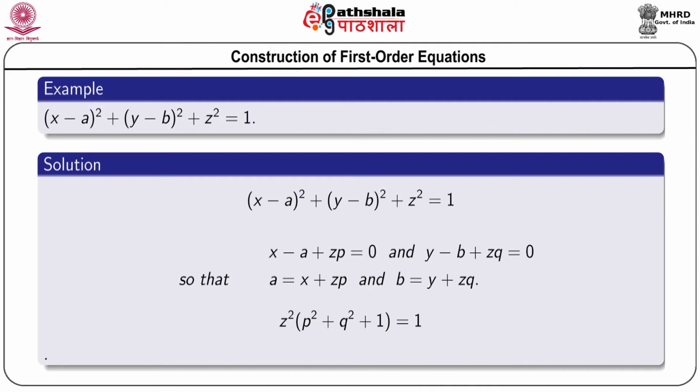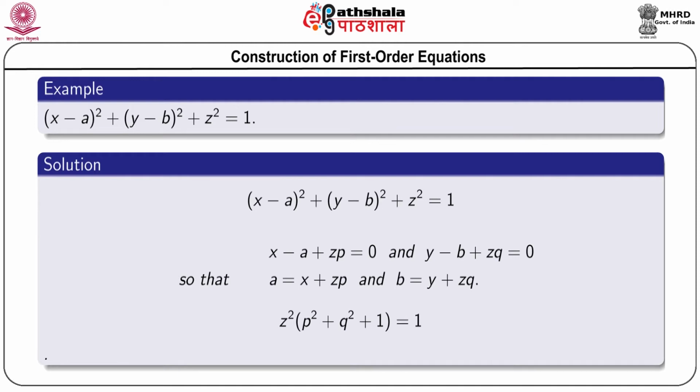Let us take one example to explain it clearly. (x minus a) whole square plus (y minus b) whole square plus z square equals 1. It represents a system of spheres with center at (a, b, 0). Now, if we differentiate that equation with respect to x and y, we will get the relations x minus a plus zp equals 0 and y minus b plus zq equals 0.